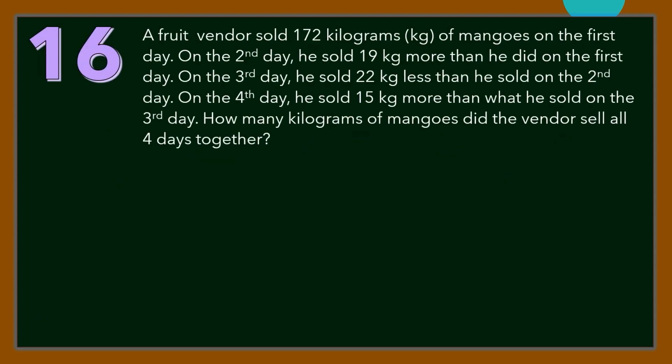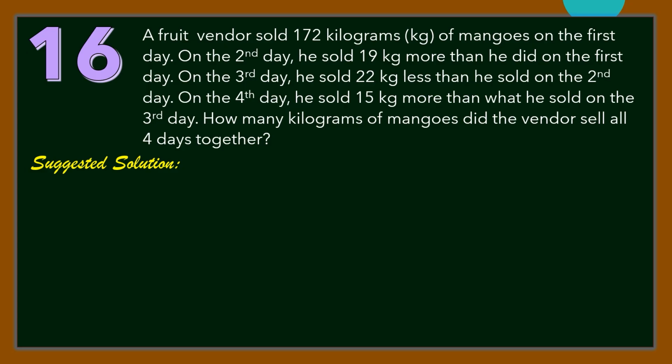Number 16. A fruit vendor sold 172 kilograms of mangoes on the first day. On the second day, he sold 19 more than he did on the first day. On the third day, he sold 22 kilograms less than he sold on the second day. On the fourth day, he sold 15 kilograms more than what he sold on the third day. How many kilograms of mangoes did the vendor sell all 4 days together?